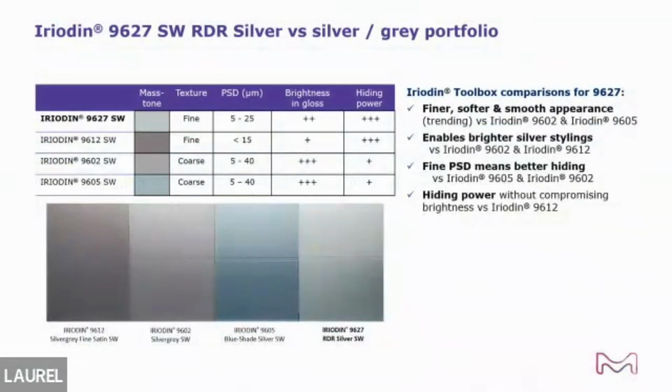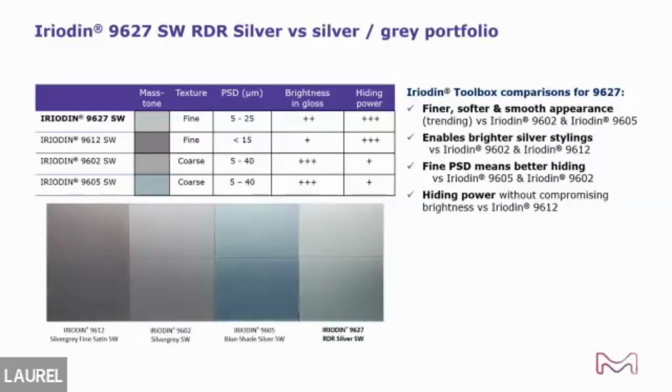So we have the blue silver and gray silver family, with 2 normal particle size products and 2 small particle size products. You can see 9602 and 9612 are in pairs; they are gray silver. And 9605 and 9627 are the blue silver. The 9605 and 9602 have a 5 to 40 micron particle size range, 9612 is less than 15 micron, and 9627 is 5 to 25 micron. So that's what the pigment mass tone by itself looks like.